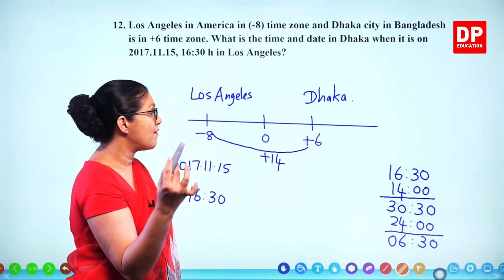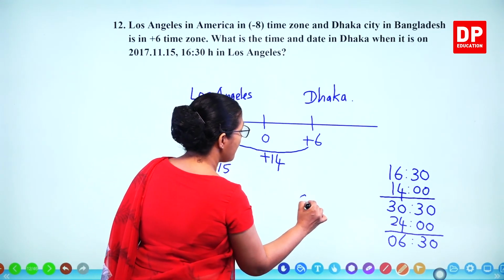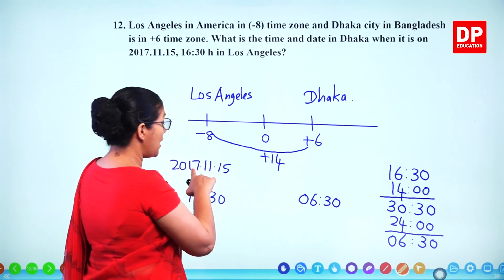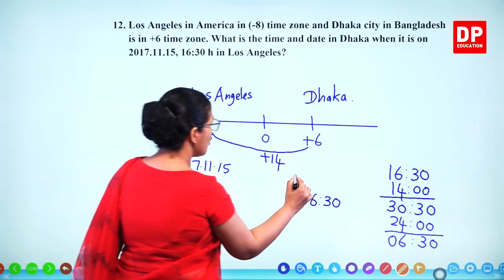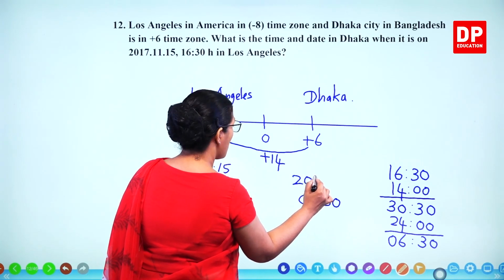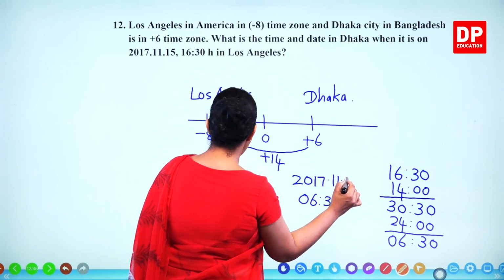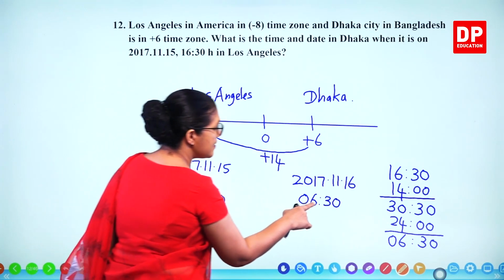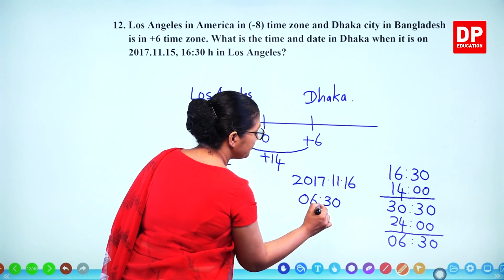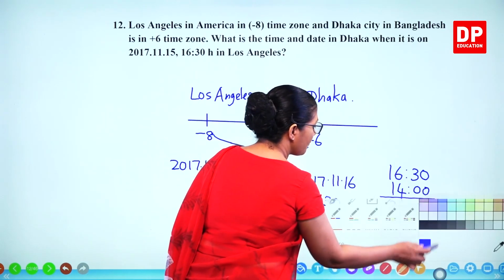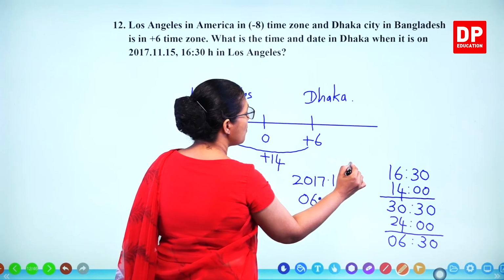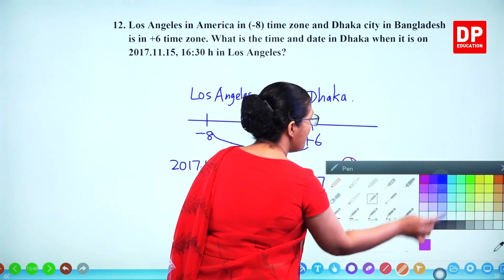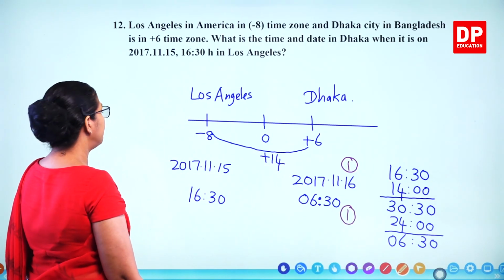So 6:30 hours means in the morning. So you can write 6:30 in the morning. That means next day, not 15th. 2017, 11 is the month, 16th is the date, and this is in the morning. So 2 marks, 1 and 1 for both the time and the date.